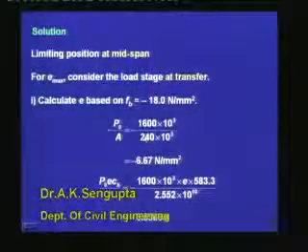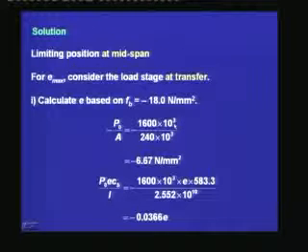Minus P0 by A is equal to 1600 times 10 to the power 3 to convert it from kilonewton to newton, divided by the area, which is 240 times 10 to the power 3 millimeter square, gives me a stress of minus 6.67 Newton per millimeter square. This is the uniform component throughout the depth.